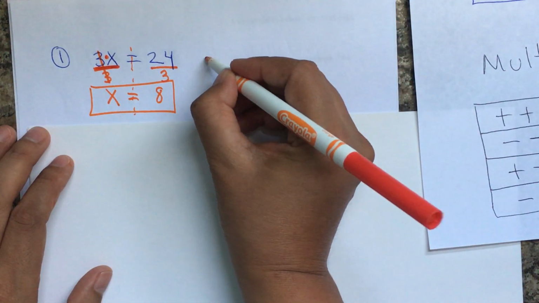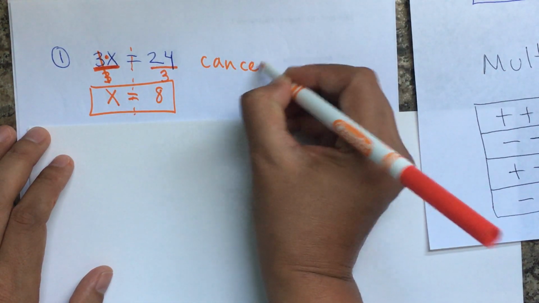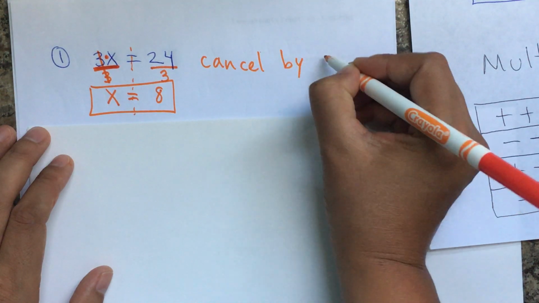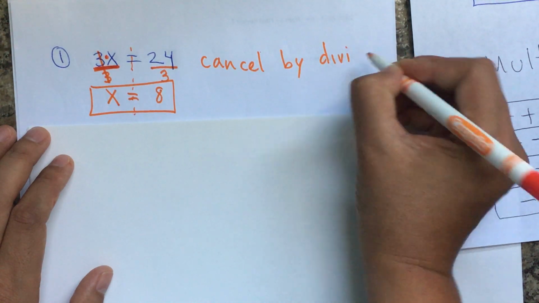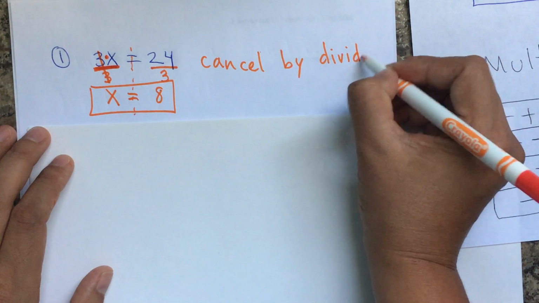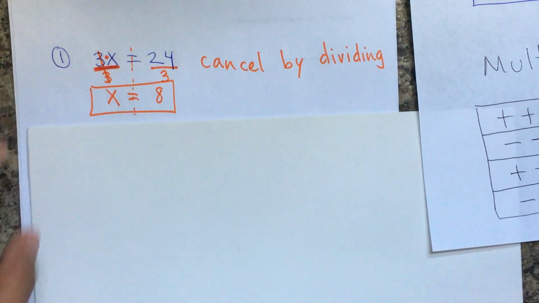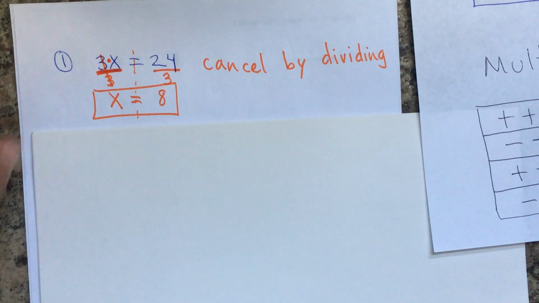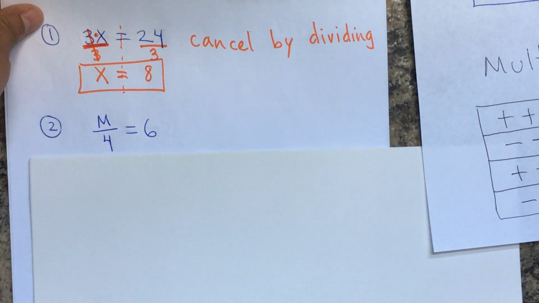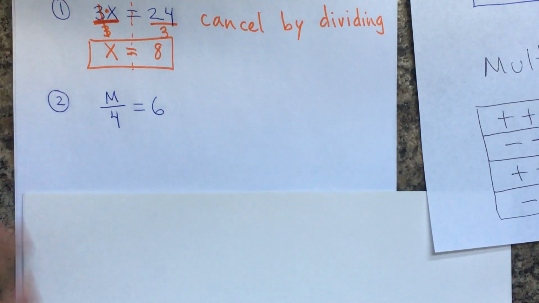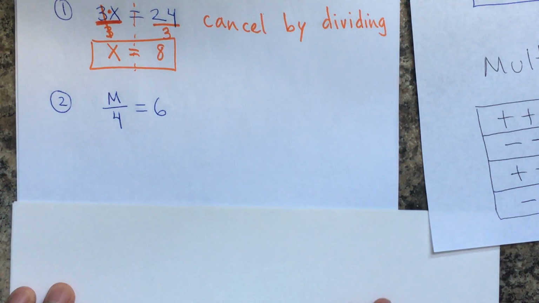So we can say that in here we're canceling by dividing. Okay? The multiplication is canceled by dividing. Okay, if you want, you can go ahead and pause the video. Otherwise, I'm just going to go to the next one.